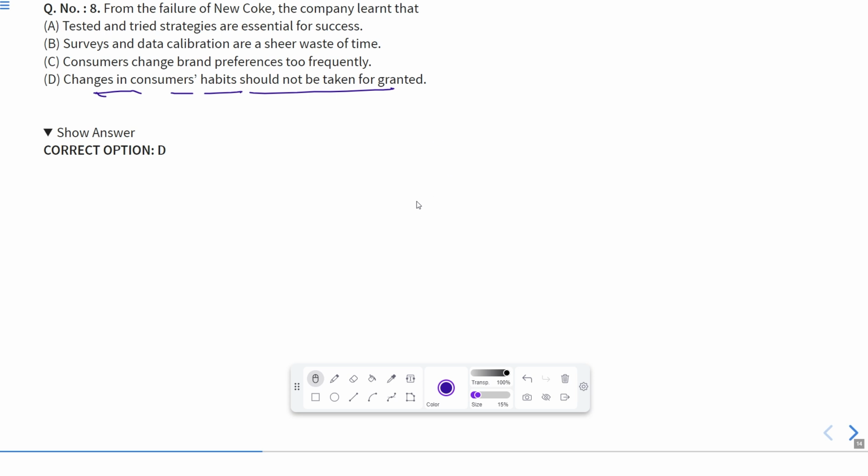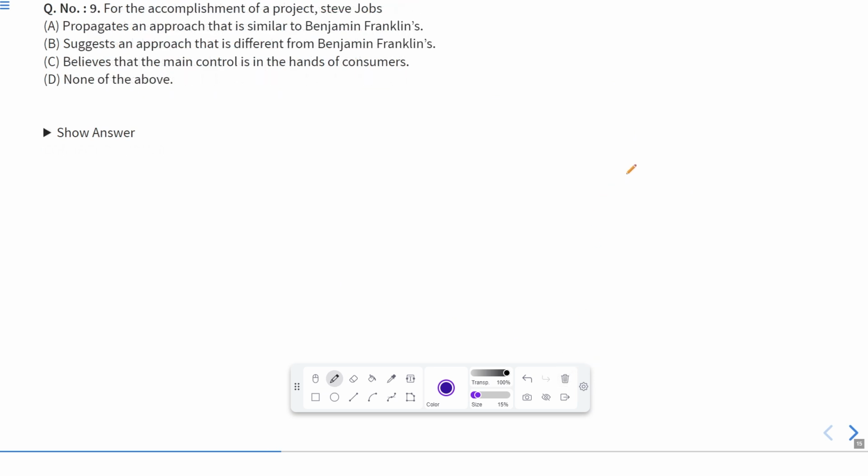It means changes in consumers' habit should not be taken for granted. It means it should not be taken lightly. Okay, taken for granted means to take something, to value something lightly. So according to this, the correct answer will be option number D. Now let us move to the next one. Now let us see which is the next question.